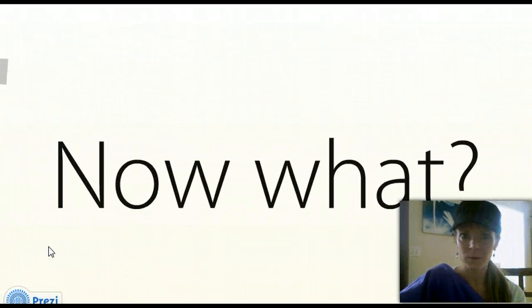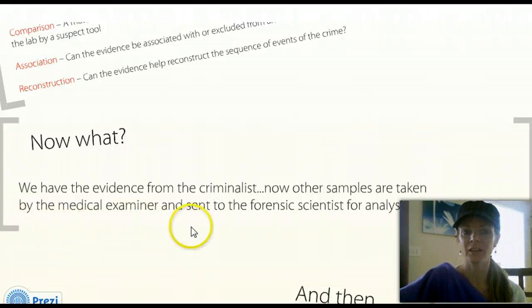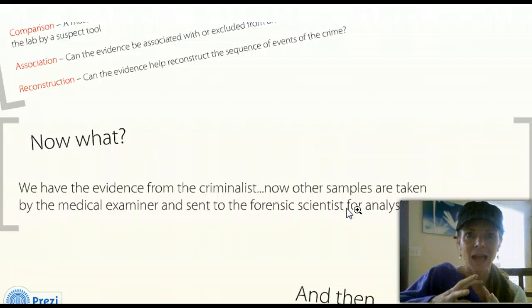So now what? What do we do with all this evidence? When we have all this evidence, that takes who knows how long. Depending on the crime scene, it could take a day, it could take 2 weeks to gather all of the evidence, okay? But what do we do with that? So we have the evidence from the criminalist. Now, other samples are taken by the medical examiner, sent to the forensic scientist for an analysis. So there's a lot of things that happen when we have the evidence from the crime scene.